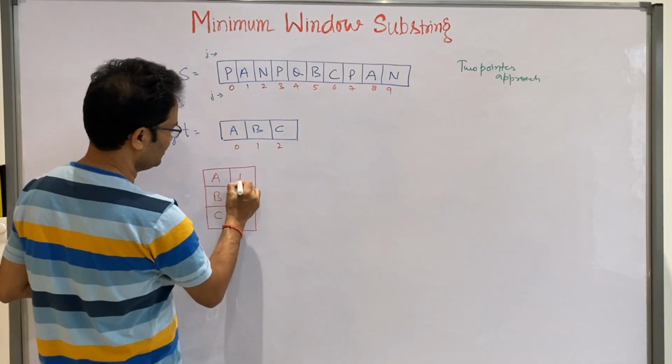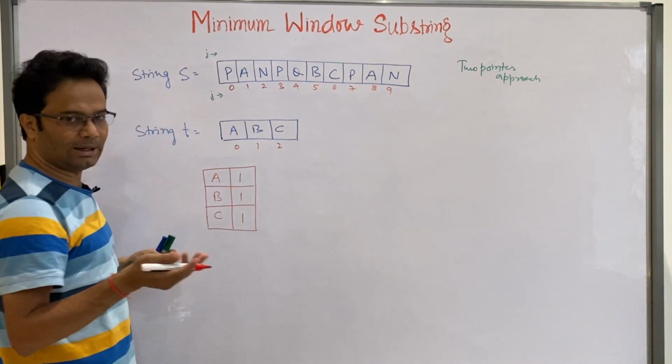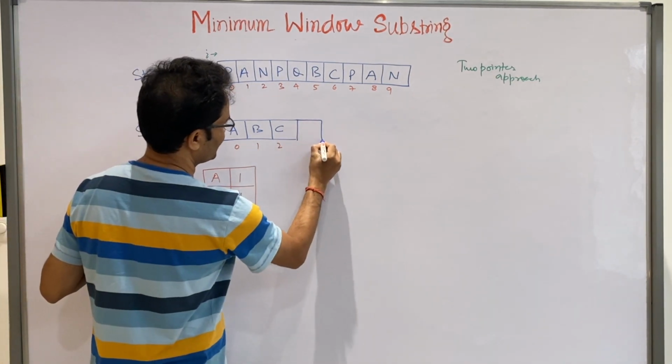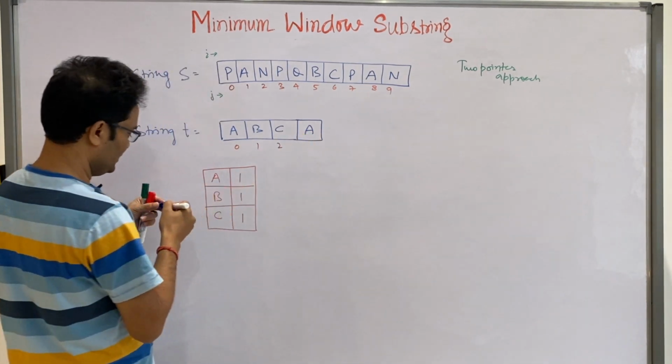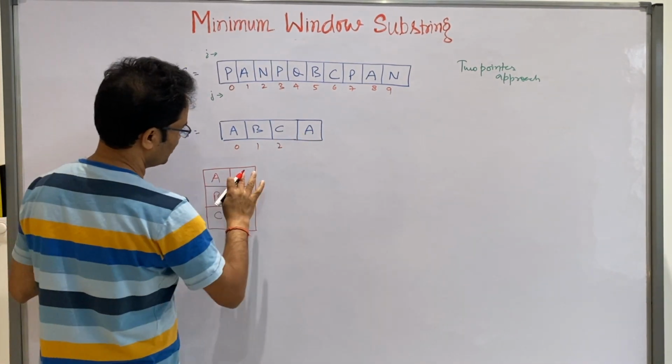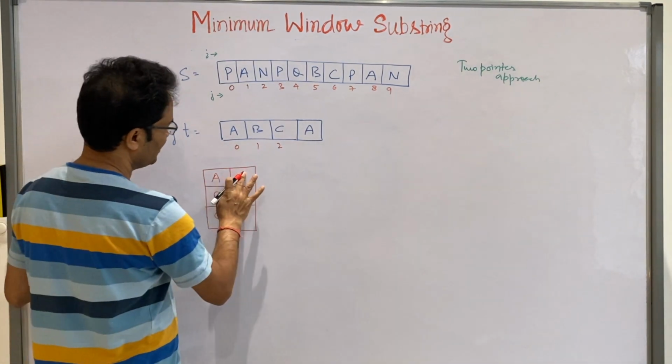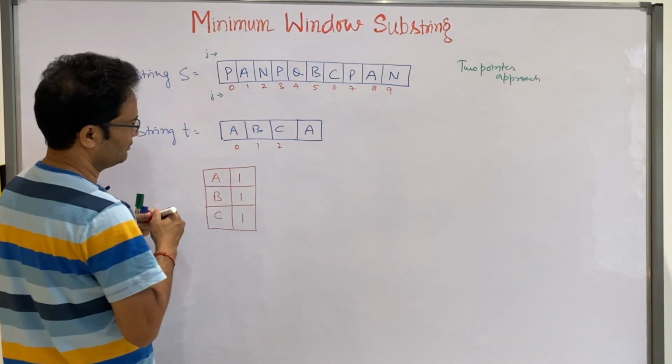So A is 1, B is 1. So we have the A1. Suppose if this string would be like this, then the A number should be 2, right? So first you have to make one map and then we will proceed here, right?